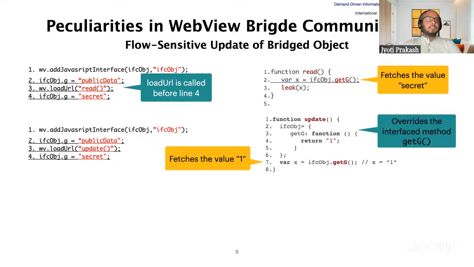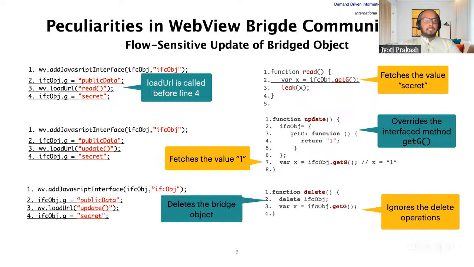And then the second thing is that since this is JavaScript, one can override this IFC object, which is possible in JavaScript, and add a getG function here, which does something other than returning the field G from the Java part. So this works as expected. It overrides this IFC object, and so IFC object.getG will return the value from the localized IFC object rather than the alias IFC object from the Android part.